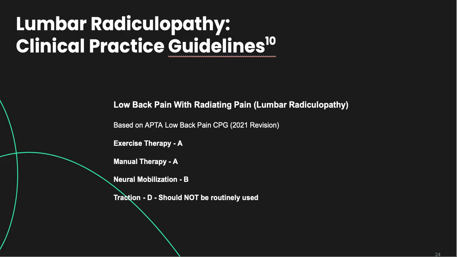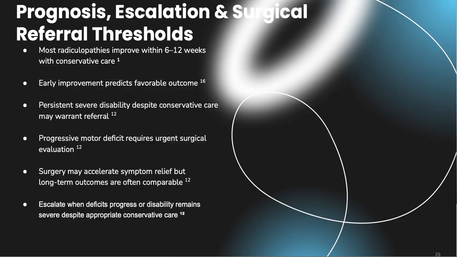Traction does not receive strong support. Evidence suggests limited benefit for low back pain with or without radiculopathy, so the hierarchy here is clear. Exercise, again, is foundational. Manual therapy may assist. Neuromobilizations may be appropriate, and routine traction is not recommended. Again, these guidelines emphasize active rehabilitation over passive modalities. Informed management aligns with progression based on irritability and neurologic stability.